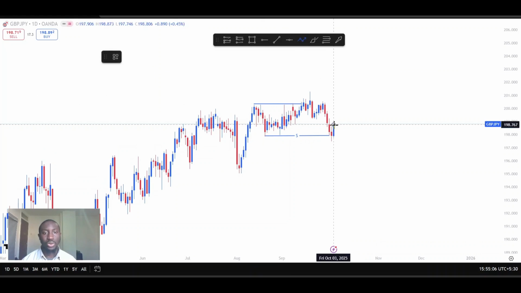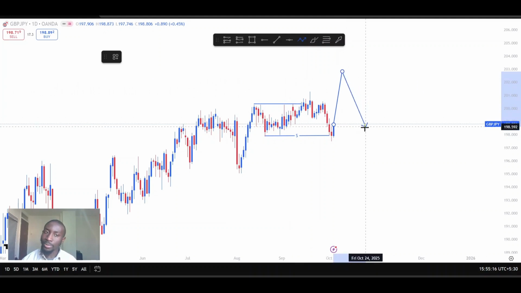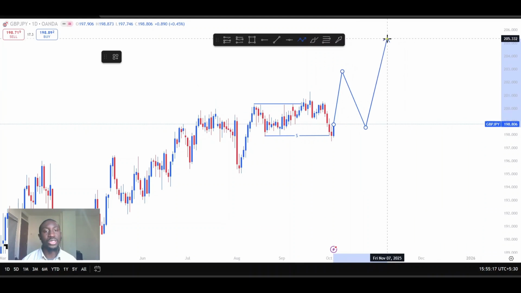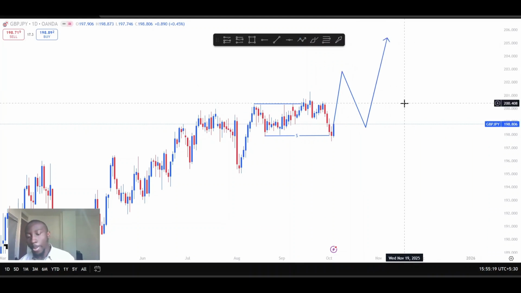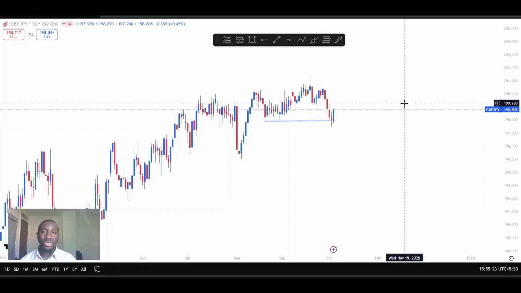So let's see what price will do. If price keeps going up to take out this buy side liquidity, this break of structure, then the decision will not be made. By that time, I will not be expecting a pullback down to this area and continue the move. But for now, I'm not trading GBPJPY. I will just be observing the structure.